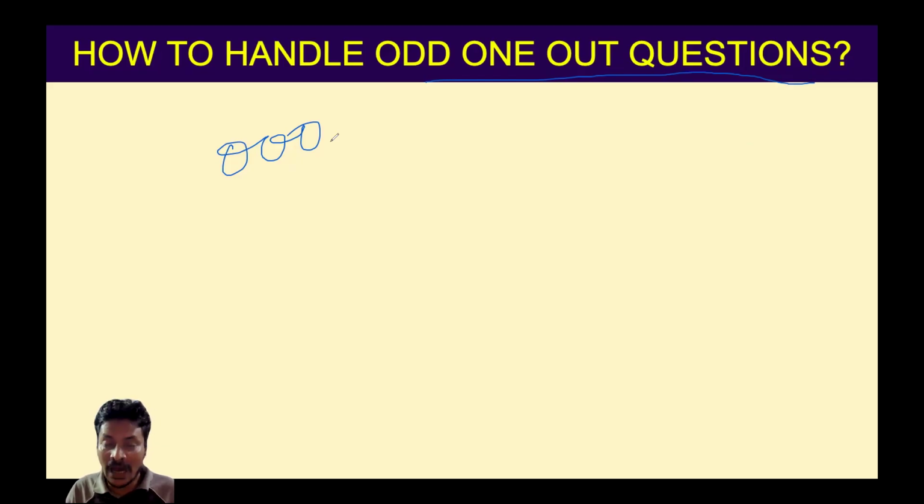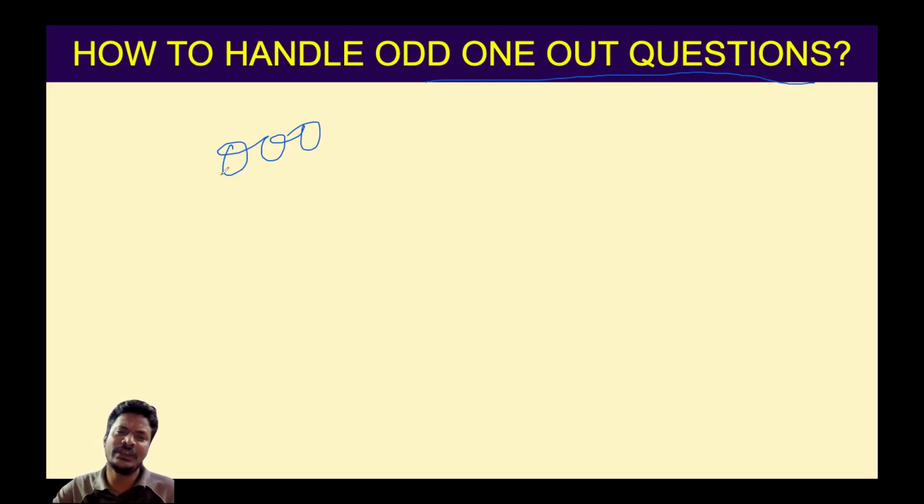But in today's discussion, I'll try to make it short. I'll give you the six-step strategy and follow a real CAT level example, which is taken from last year's CAT VRC section. In this section, we will understand how to solve these odd one out questions.